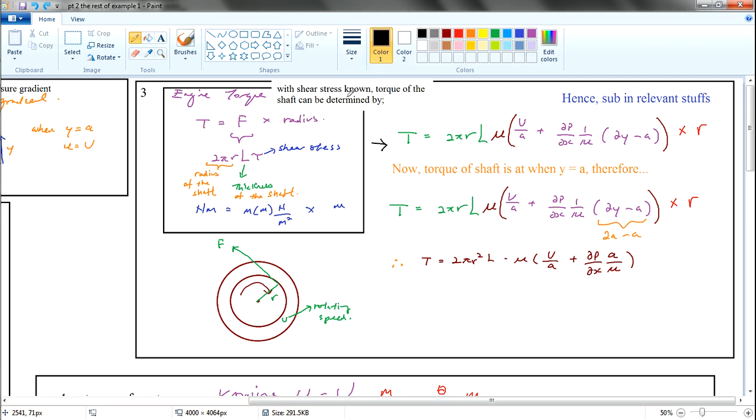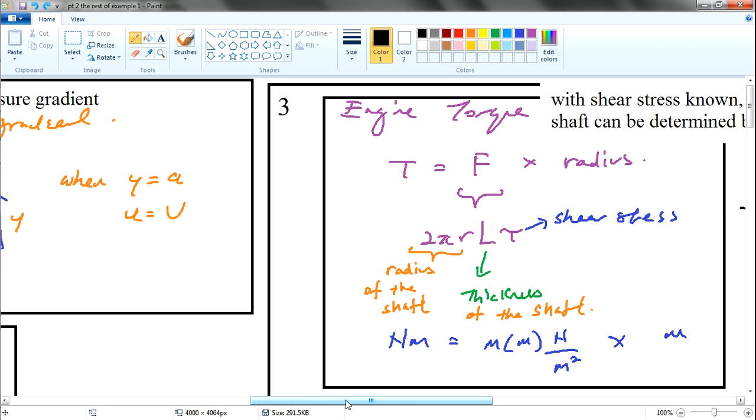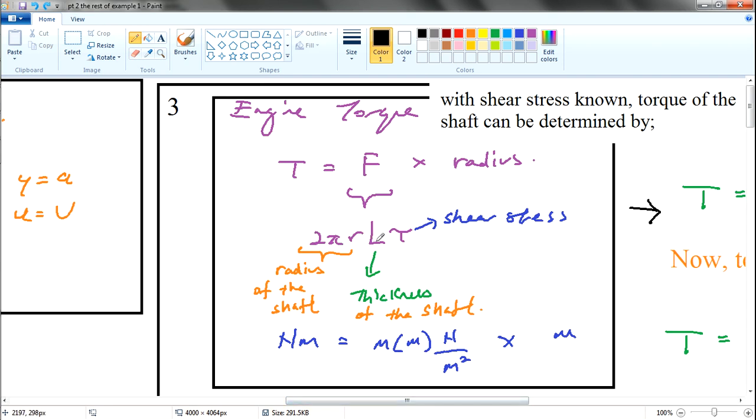So if the shear stress is known, we can actually find the torque of the shaft. What does it mean? If you remember, the torque T is equal to force times radius. The force itself can be represented by 2 pi r L and then the shear stress. If you look at the SI unit, the torque is Newton meter.